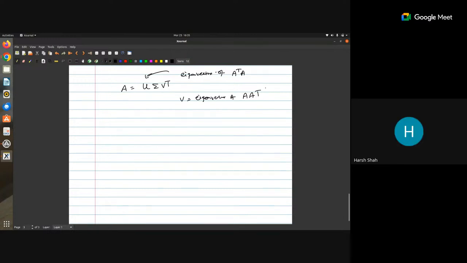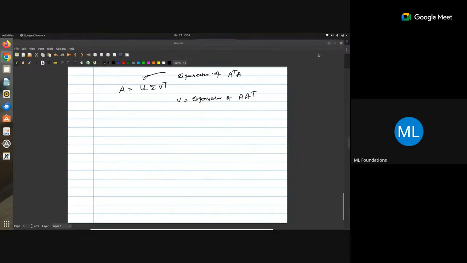Sir, is it not the same thing? No, they are not the same. But eigenvectors for A A transpose and A transpose A will be the same, right? No, eigenvalues are the same. That means singular values are the same. But eigenvectors are different. The last session mentioned something about them being the same. No, the diagonal matrix eigenvalues are the same, but eigenvectors are not. So I think this is correct: eigenvectors of A transpose A are for U.